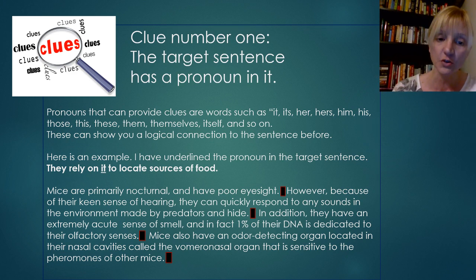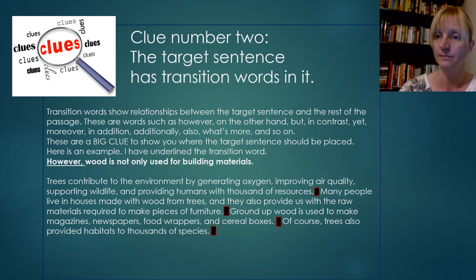As for the 4th square, well, that doesn't make sense because by that time, the writer has moved on to the topic of pheromones. And if you don't know what pheromones are, look them up because that's a good TOEFL word. So that's why it actually goes in the 3rd square. It's referring to the extremely acute sense of smell. They rely on it, the sense of smell, to locate sources of food.